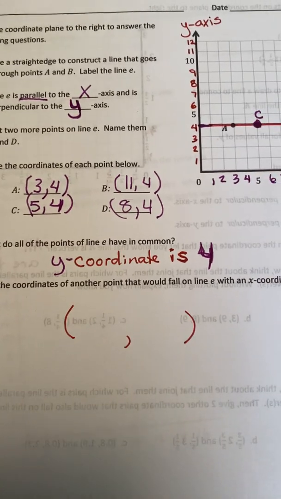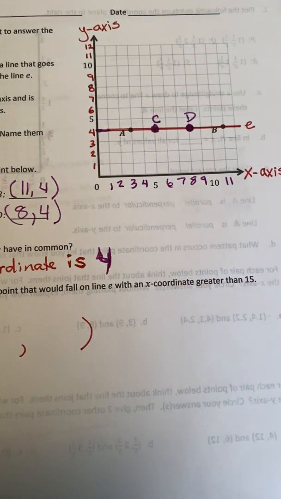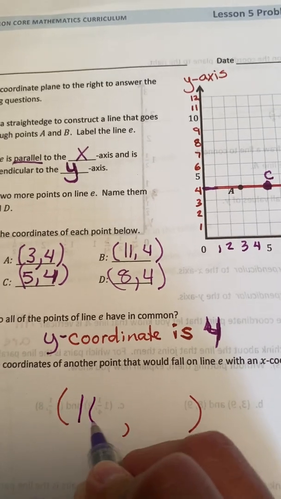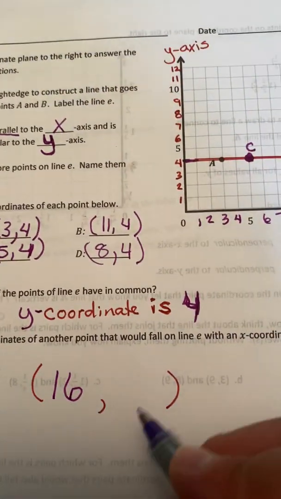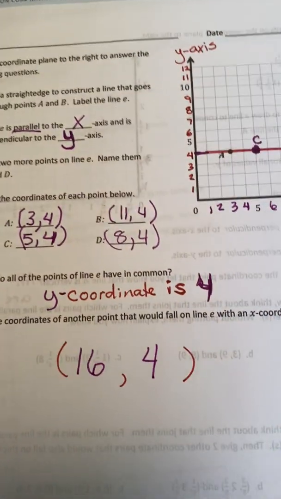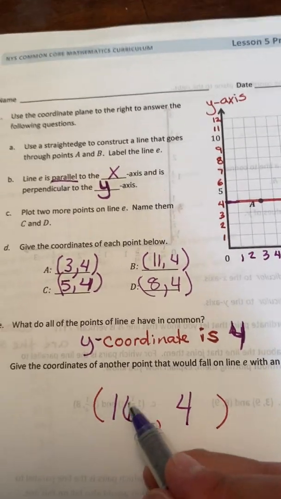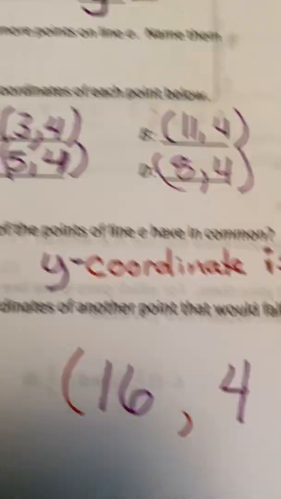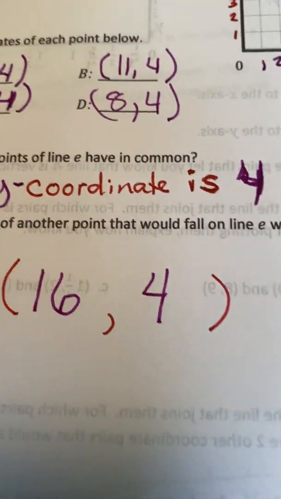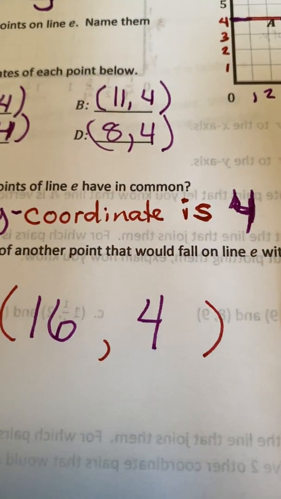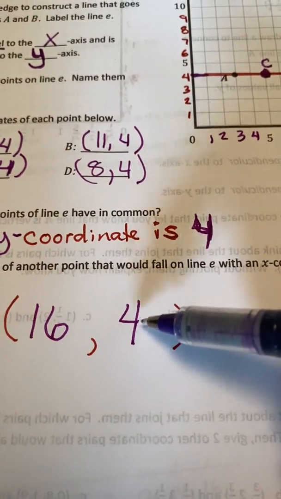Give the coordinate of another point that would fall on the line E with an X coordinate greater than 15. If they're saying that the X has to be greater than 15, that means this number right here has to be more than 15. So I'm just going to write 16. And no matter what, for it to lie on that line, what does the Y have to be? It has to be 4. So you could have 16, 17, 18, 19. You could have been thinking of fractions. You could have 16 and a half, 16.5, or 15.1, 15 and 1/10. Anything that's bigger than 15. But this 4 right here has to be a 4.